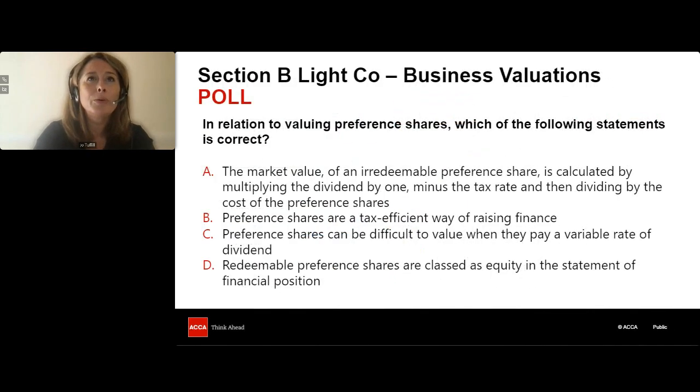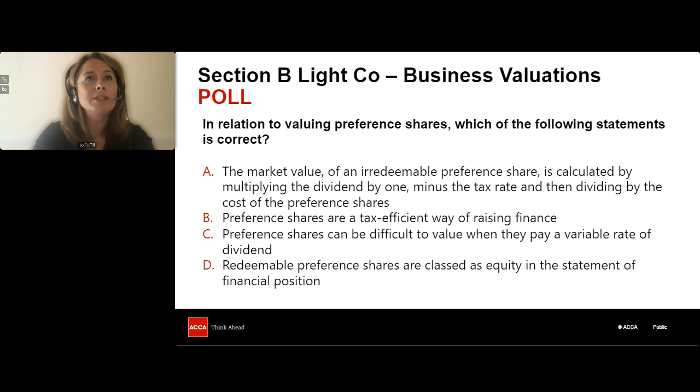Now I have another poll question relating to Light Company. They also had some preference shares. So which of the following statements is correct? A, the market value of an irredeemable preference share is calculated by multiplying the dividend by 1 minus the tax rate and then dividing by the cost of the preference shares.